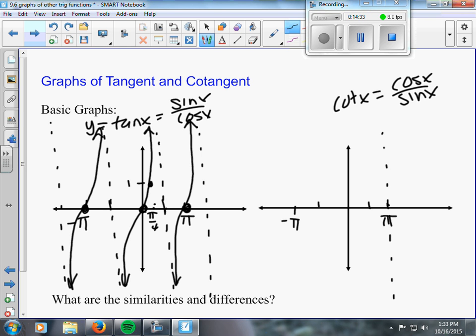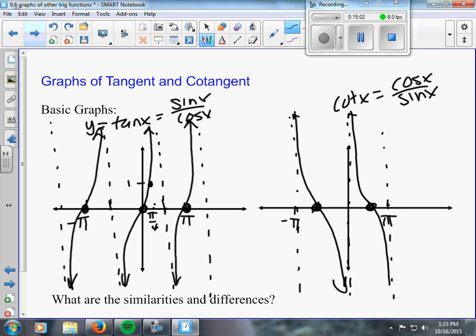Whenever sine of x is 0, the cotangent is dividing by 0, and so we have undefined values there, or vertical asymptotes in the graph. And then whenever cosine is 0, which is at the odd multiples of pi halves, then I have that cotangent equals 0. So when the top equals 0, you have intercepts, points, and when the denominator equals 0, you have asymptotes. And then the cotangent graph has the same basic shape.